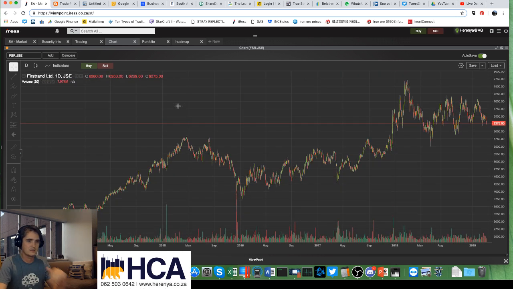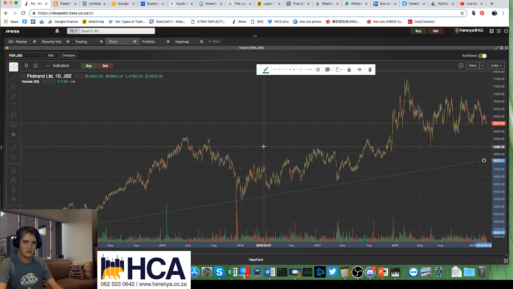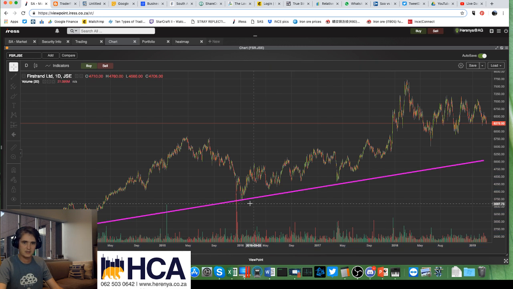So looking at something like First Rand, as we can see here, the trend is very clearly up because we have higher highs and higher lows consecutively. We can then draw in our trend line from there to there, and we can confirm with this trend line. We're going to make it pink, pink is always the go-to color, and make it nice and thick. And we can see here that we've got higher lows the whole time, as well as higher highs. So we definitely have an uptrend here.